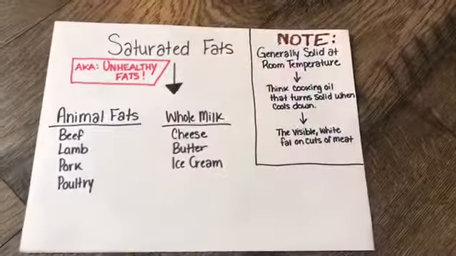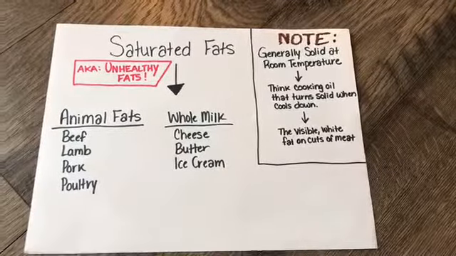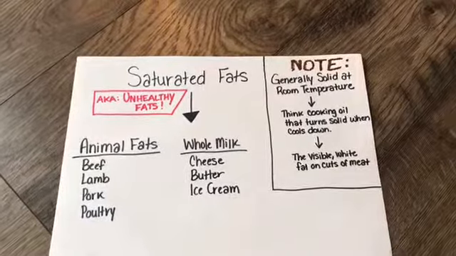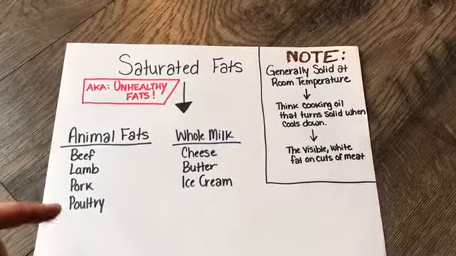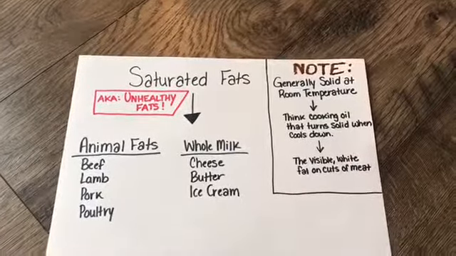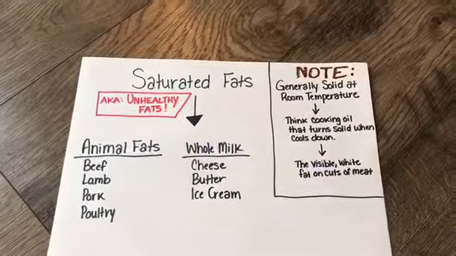And some of your other unhealthy fats would be most of your shelf-stable cooking oils, so that would be like your safflower oil, your corn oil, soybean oil, etc. So with these unhealthier fats that we're talking about here, also known as the saturated fats, if you're looking at the labels, this would be like your animal fats, which would be like your beef, lamb, pork, poultry, or your whole milk options like your cheese, butter, ice cream. Generally, these items would be solid at room temperature.